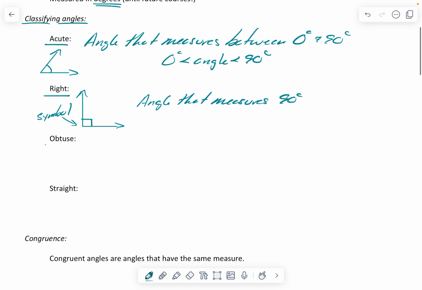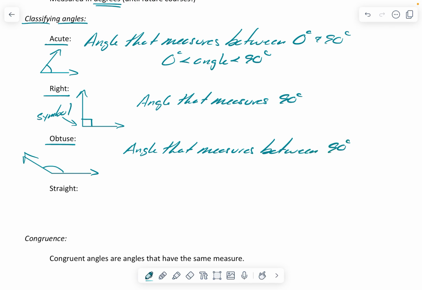An obtuse angle, an example of what one might look like, is something like this. It's big and obtuse. It's an angle that measures between 90 degrees and 180 degrees. So, greater than 90 degrees, less than 180 degrees.